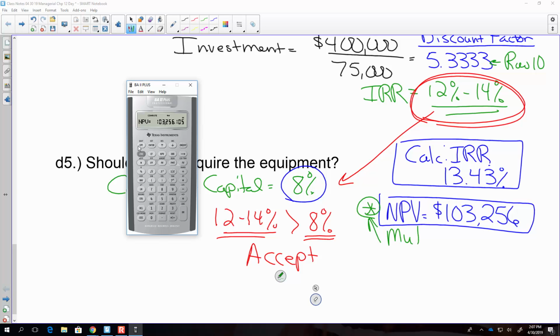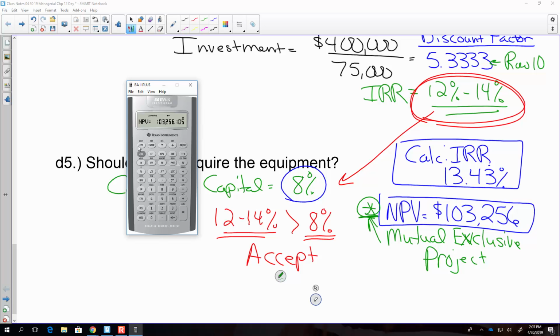mutually exclusive determination? It's the net present value. Even though internal rate of return is the most commonly used measure, if I got two competing projects under a mutually exclusive scenario, net present value is the one we need to use to pick our project.